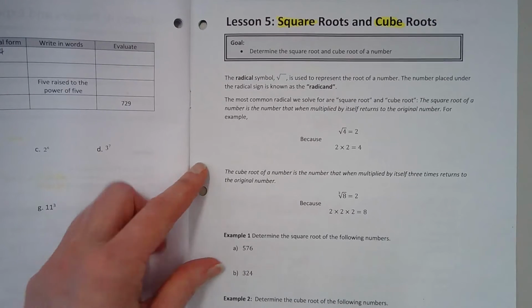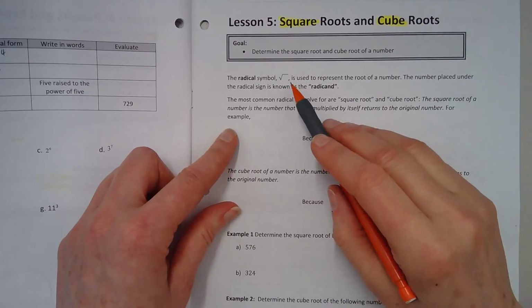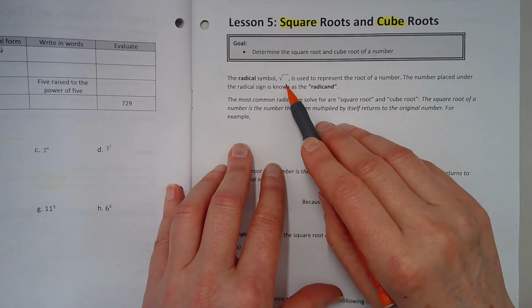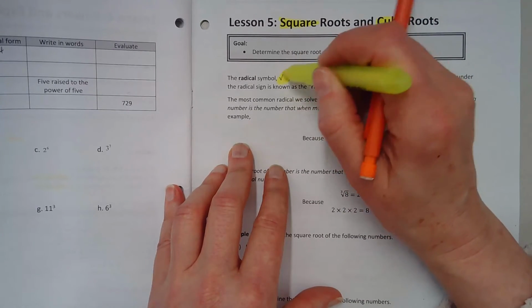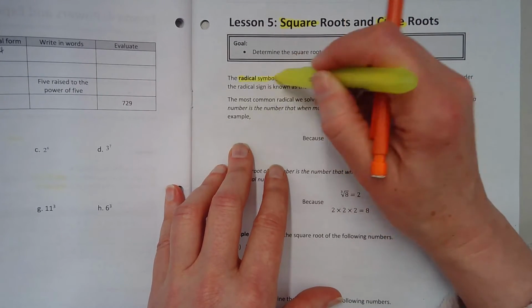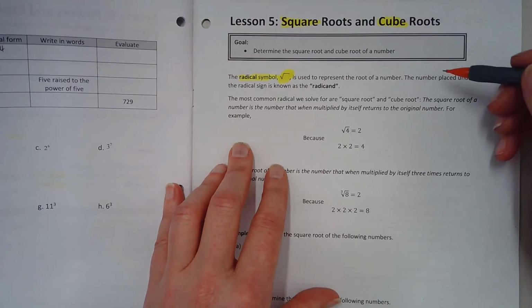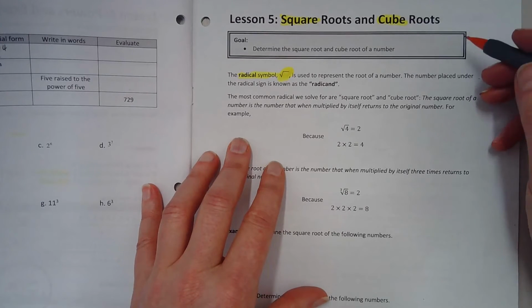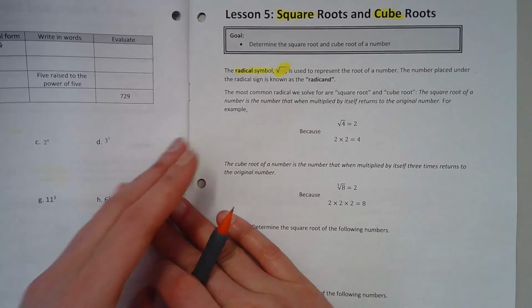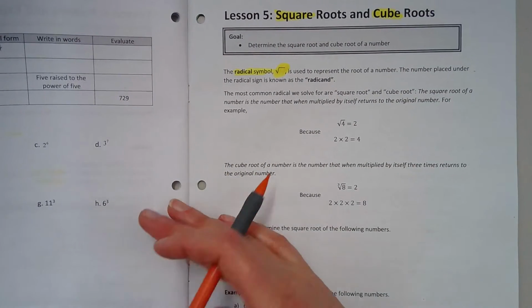So this is the weirdest one, right? How many people have seen this symbol before at some point in your math career? Square root? Yeah. So it's the square root symbol. It's actually called the radical symbol. It's used to represent the root of a number. The number placed under the radical sign is the radicand. So you're getting lots of technical language here. That's not that important right now.